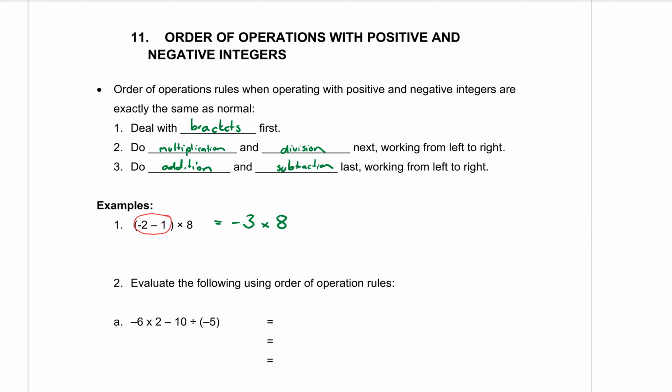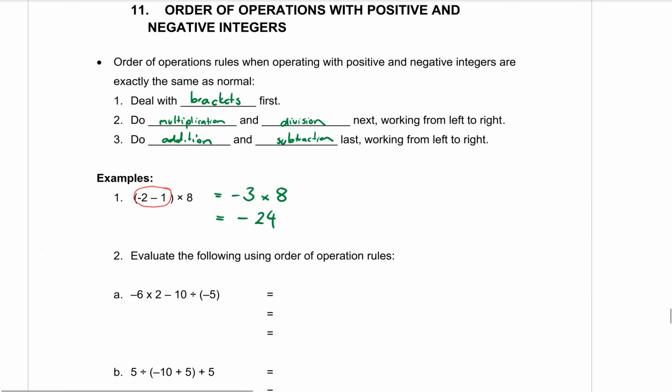Then, after the brackets, we're looking for multiplication and division, and we do have a multiply there, and we are multiplying a negative number with a positive number. So it still is a negative. That's right. A negative and a positive makes a negative. 3 times 8 is 24.